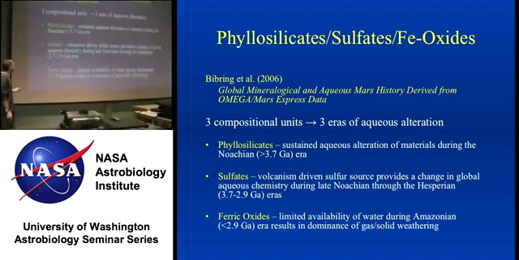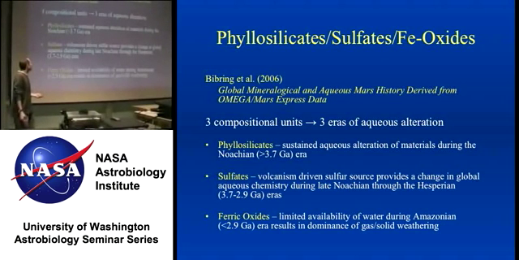The third era was characterized by limited availability of water during the Amazonian. This is less than 2.9 billion years old. And it results in a dominance of what Bibring proposed was gas-solid weathering. So this was the three eras, the three compositional units, and some of it I actually agree with, basically the phyllosilicates, that's a very important discovery. It shows that there was a lot of water. They do appear to be concentrated, though not exclusive, to the older terrains.